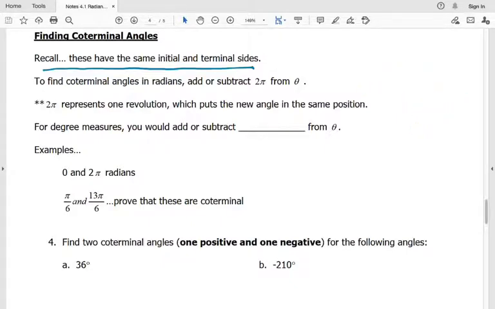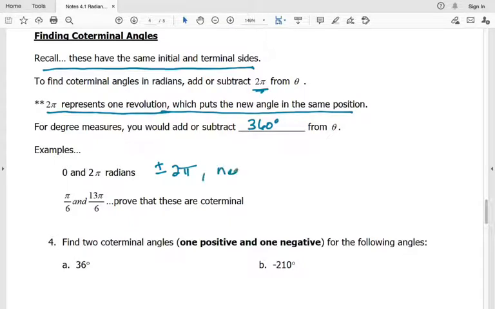Okay, so to find coterminal angles in radians, add or subtract 2 pi from theta. 2 pi represents 1 revolution, which puts the new angle in the same position. For degrees, you're going to add or subtract 360 degrees, which also represents 1 full revolution. For example, for 0 and 2 pi radians, you're going to add or subtract 2 pi, and you need to have a common denominator.